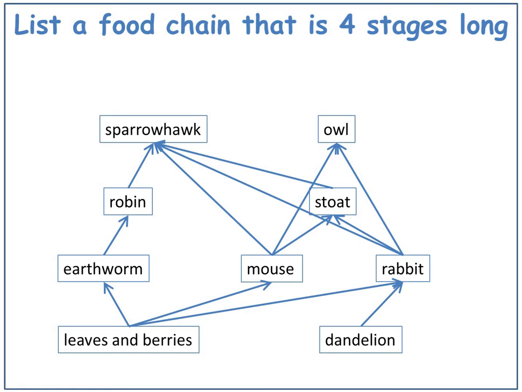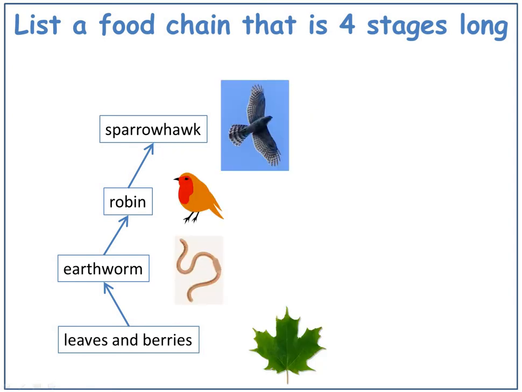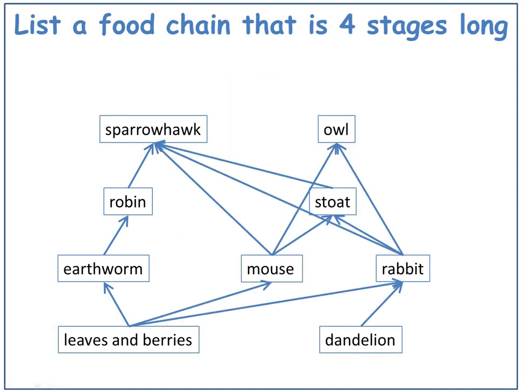So from this food web, can you list a food chain that is 4 stages long? So the really obvious one is this one here. So leaves and berries, earthworm, robin, sparrowhawk. But also, you could have said dandelion, rabbit, stoat, sparrowhawk, or leaves and berries, mouse, stoat, sparrowhawk.